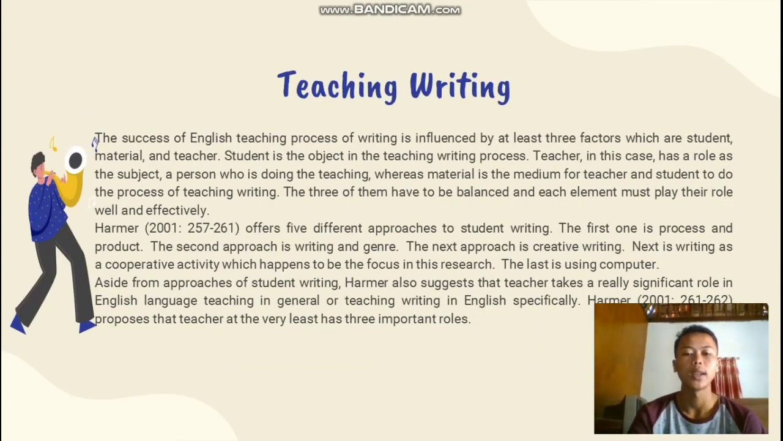Okay, the next material is teaching writing. The success of the English teaching process of writing is influenced by at least three factors, which are student, material, and teacher. The student is the object in the teaching writing process. The teacher in this case has a role as the subject, a person who is doing the teaching, whereas the material is the medium for teacher and student to do the process of teaching writing. The three of them have to be balanced and each element must play its role well and effectively.